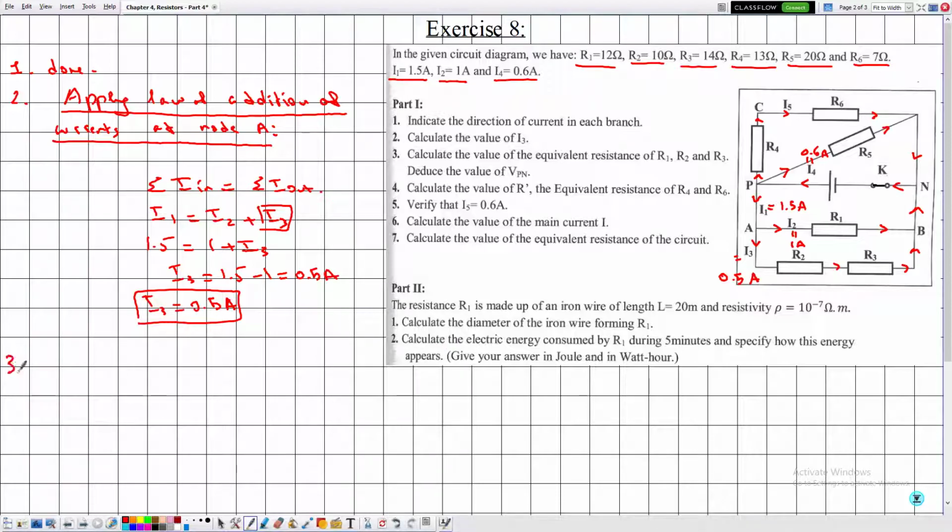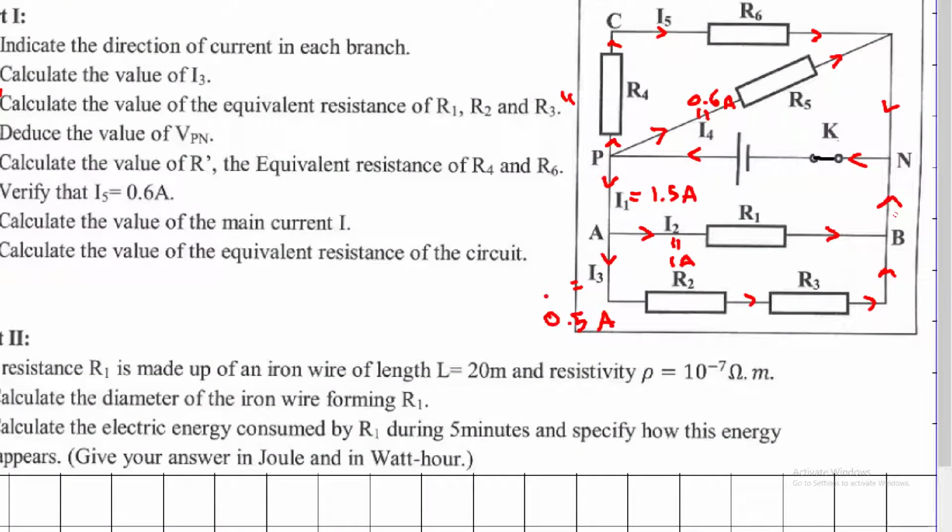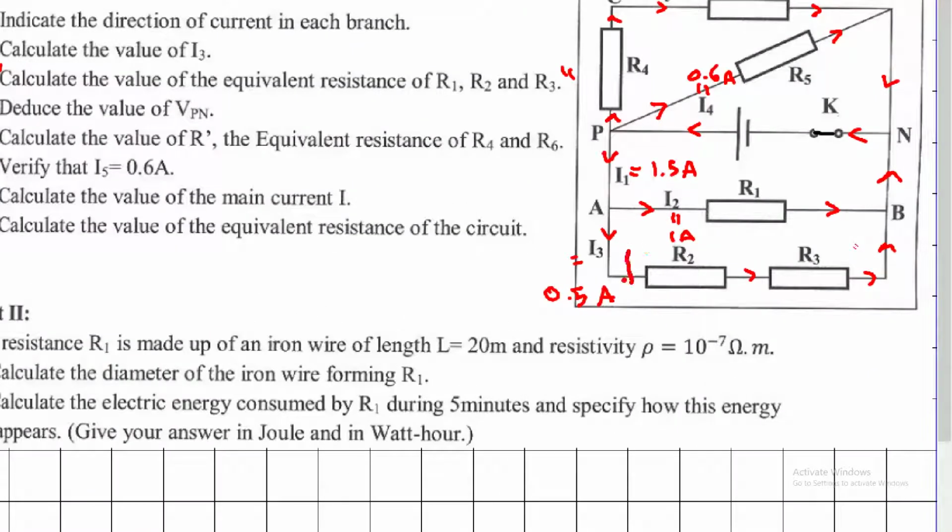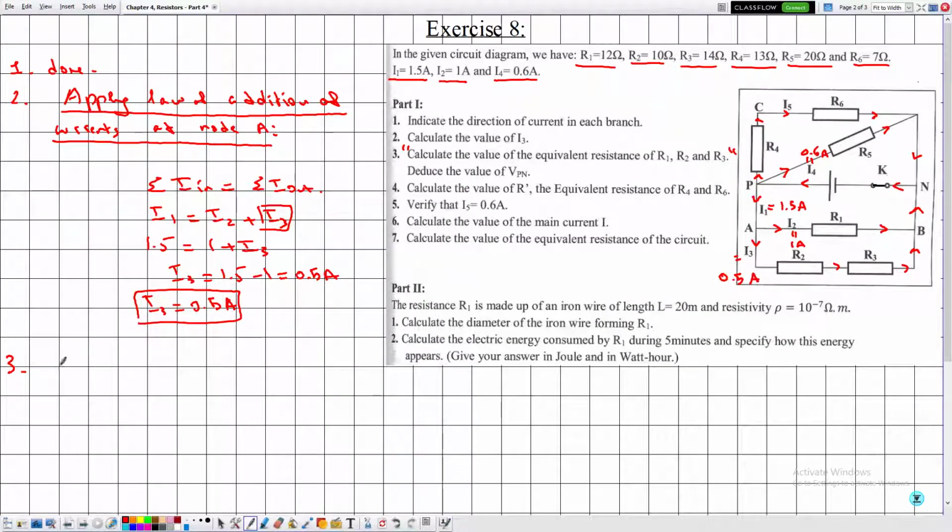Now in number 3, we need to calculate the value of the equivalent resistance of R1, R2, and R3. This is the first part of the question. So we need to calculate the equivalent resistance of this grouping. Notice that we can simply start with R2 and R3 because they are in series. Then both of them are in parallel with R1. So R2 and R3 are in series.